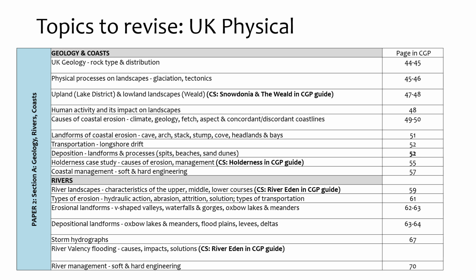So in this paper, the 8 markers will be unseen resources and maps for section A, B and C. In section C, there will be an 8 marker where you write about your own fieldwork, but I'll talk about that a bit later. However, there are also marks to gain from using your own case study knowledge. So you can see here, for example, in geology and coasts, it says CS, Snowdonia and the Weald in your CGP guide. And as they're only worth 4 marks, I would simply put Snowdonia on one side of a flashcard, and on the other side I would bullet point maybe 2 or 3 specific facts I want to remember about that location. I'm going to show you now the side for UK human geography and what you need to know.